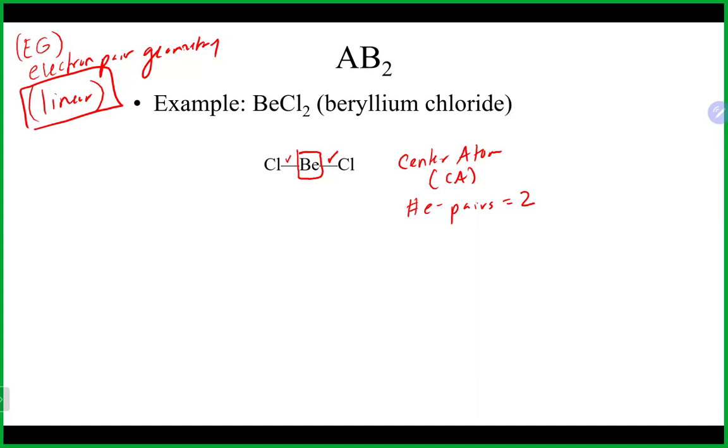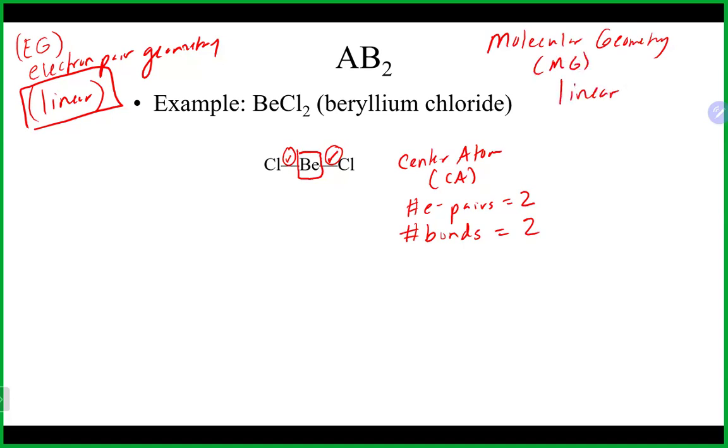And that again keeps them as far away as possible. Now, the other thing that you want to look at is the number of bonds there are around the central atom. And there's 1 bond there and 2 bonds there. That gives me 2 bonds. So something with 2 electron pairs and 2 bonds, the molecular geometry, or the shape, that MG, is also going to be linear.